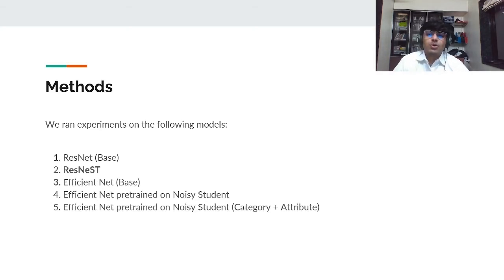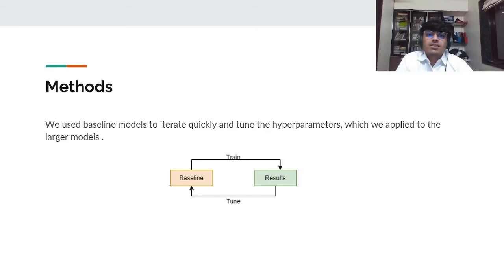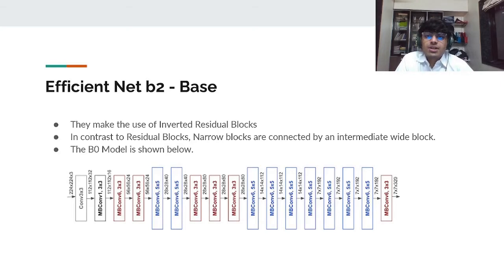So we used a smaller model, something that it was based on, and when it comes to ResNet, which is based on ResNet D. So that's the general process that we follow. EfficientNet B2 was the base model for EfficientNet B4 with Noisy Student.